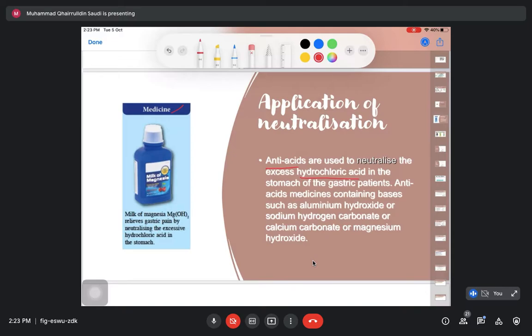Okay, so the anti-acid is actually alkali. Anti-acid medicine contains base or alkali such as aluminium hydroxide, sodium hydrogen carbonate, calcium carbonate or magnesium hydroxide. In this picture, it is milk of magnesia or magnesium hydroxide, one type of base alkali. That relieves gastric pain, because it neutralizes the excessive hydrochloric acid that is released in the stomach.